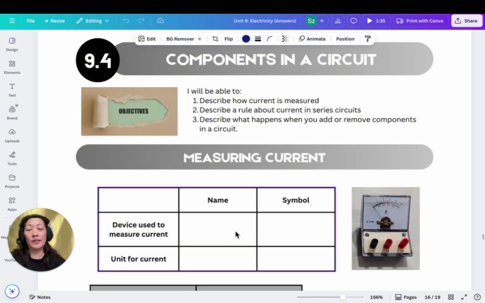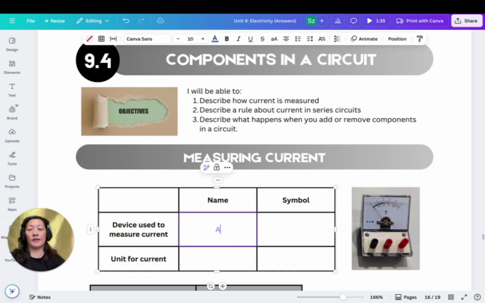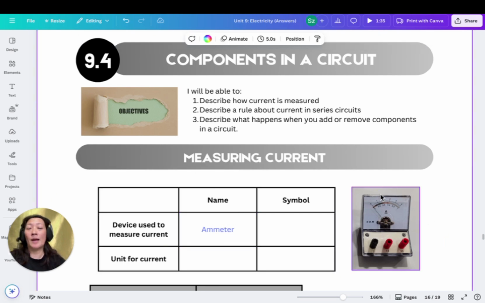So the device that's used to measure current is called an ammeter. And this is a typical ammeter that is used in the school labs. Now, depending on the apparatus that you have in your school labs, it may look slightly different. Some of you might even be using digital ammeters. It doesn't matter whether it's an analog or digital ammeter, they're all used to measure the same thing. They're all used to measure current.